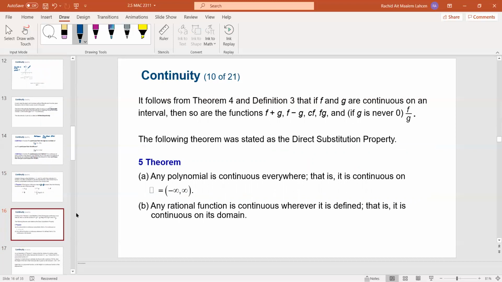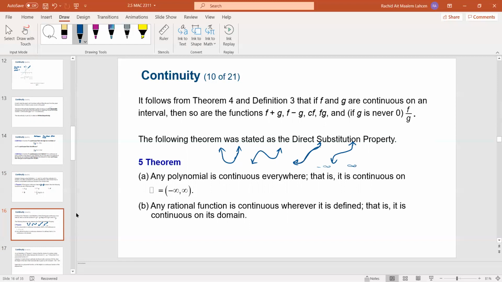So, for theorem 5, any polynomial is continuous everywhere. That is, it is continuous on negative infinity to infinity. So polynomials, like a parabola, something like this, the cube, it goes this way. Actually, the cube goes something like this. You see, these are all continuous over negative infinity to infinity.